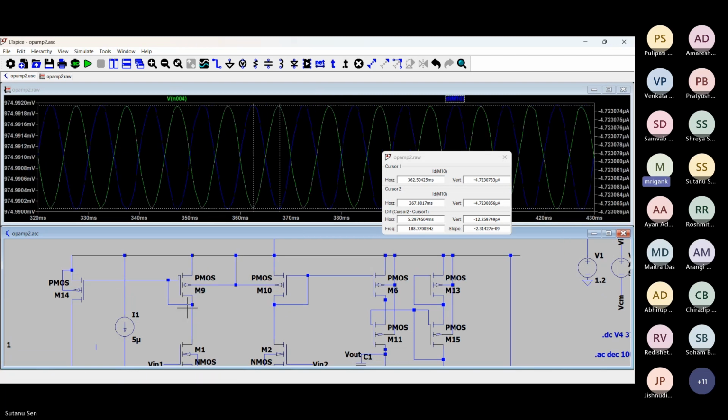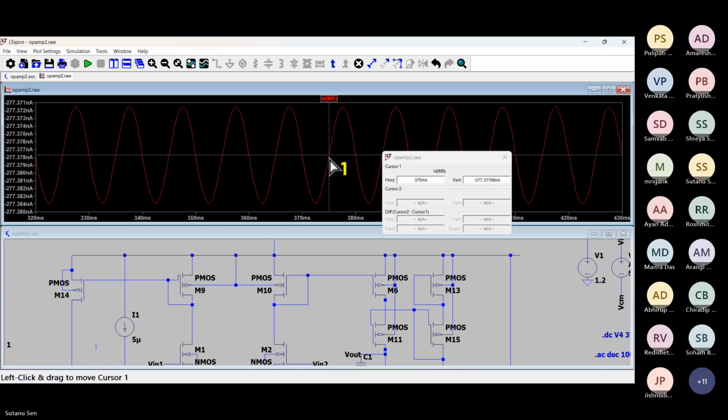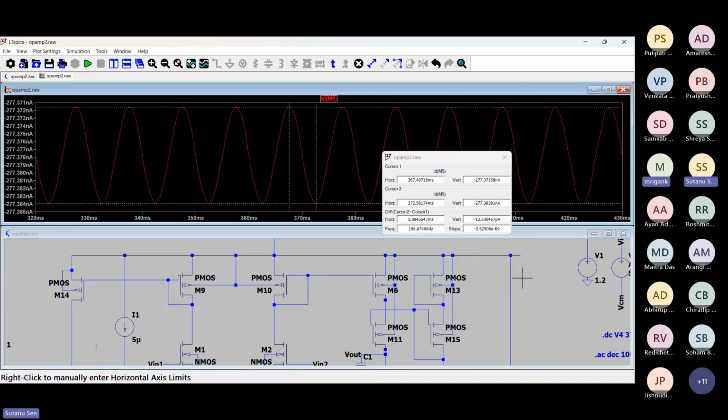So the DC currents are different, the peak to peak signal is same in both M9 and M10. Yes, sir. So M9, M10 have the same AC current, and the same AC current in M14, M6 also, but the DC current in M9, M10 is very different.